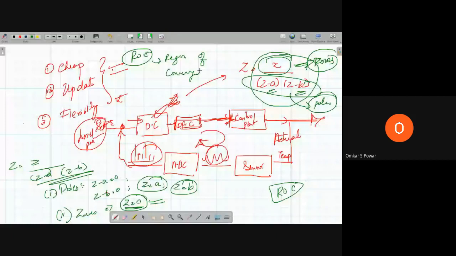So you have your Z plane. For example, where the Z transform exists, or is finite, that region is known as the region of convergence. You will understand these things when we solve the problems.